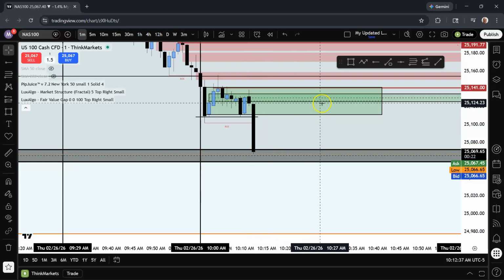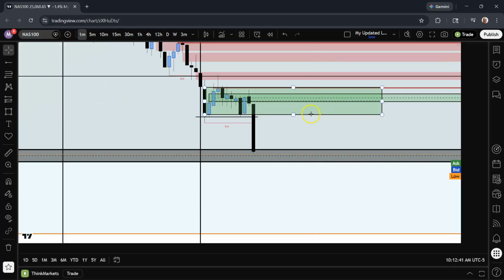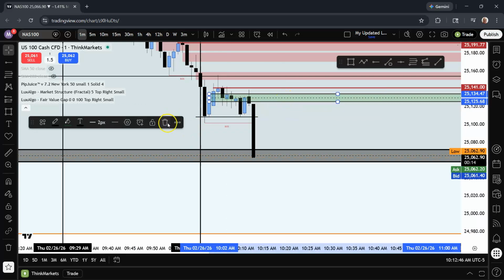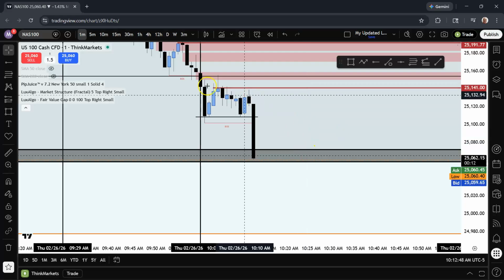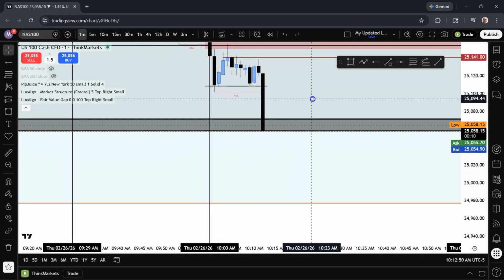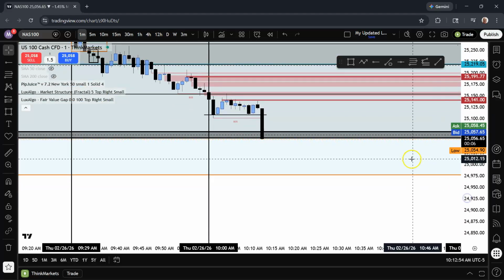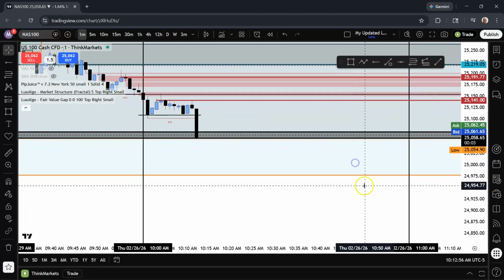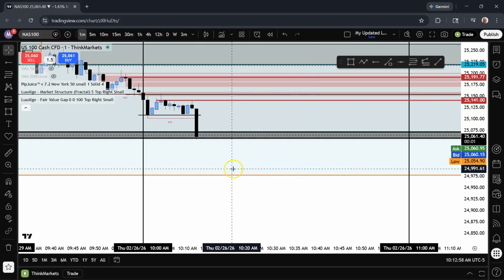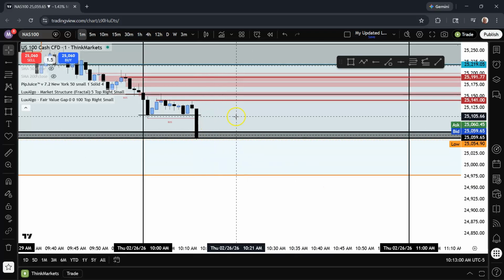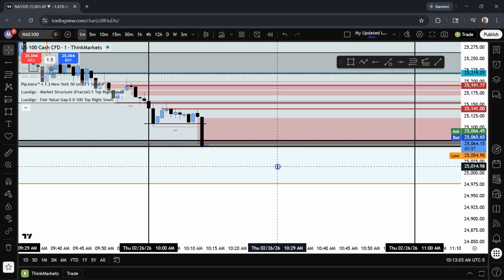So I'm going to take these out. Almost. Because all this has been mitigated. Now it's breaking past it. Okay. But I'm looking for a bounce off this key area. So let's see if it does it.